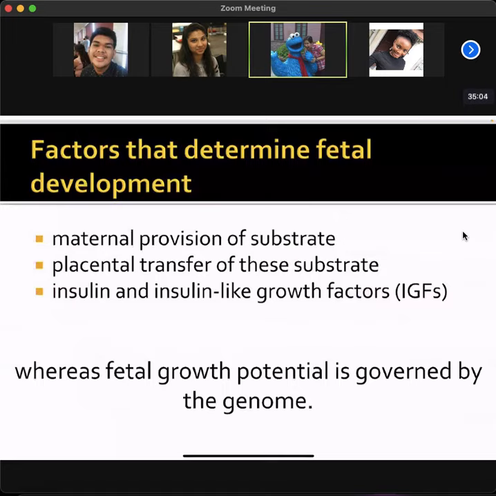So this is exemplified by babies of the Caucasian race having likely higher birth weight compared to us. Estimated normal birth weight is around 3.5 kilos, whereas for Asians, the estimated normal birth weight is around 2.5 to 3 kilos only.